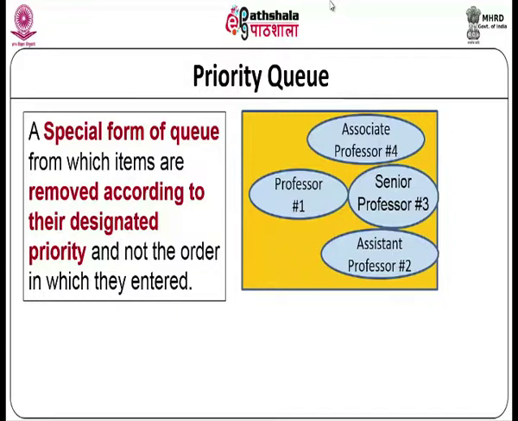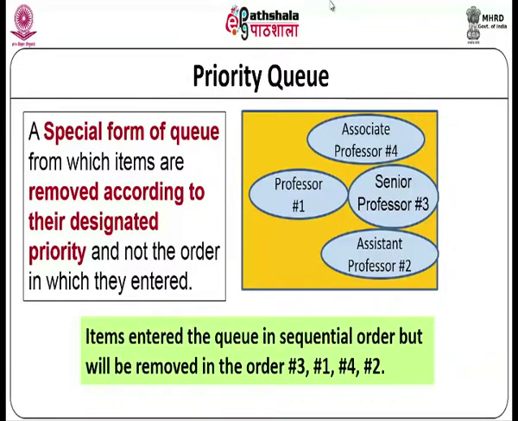For example, take an associate professor, professor, senior professor, assistant professor; these are elements, and items entered in the queue in sequential order, but will be removed in a different order. They will be entered as 1, 2, 3, 4, but removed first in the order of 3, which is senior professor, because we are giving some designation importance priority. So, senior professor, then professor 3, 1, associate professor 4, and then 2, but they would have come into the queue in the order 1, 2, 3, 4. That is what we mean by priority queue.